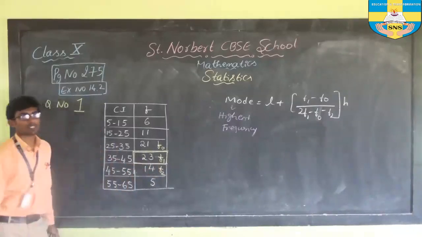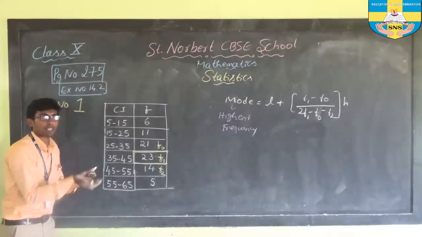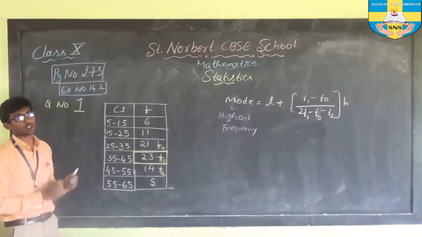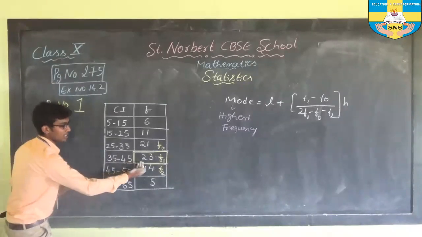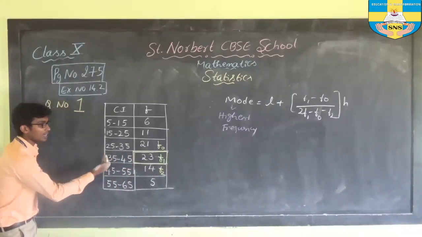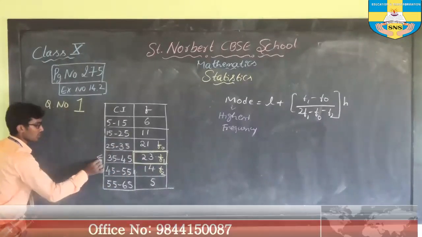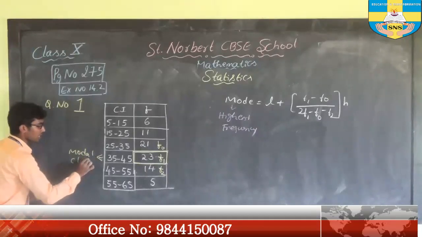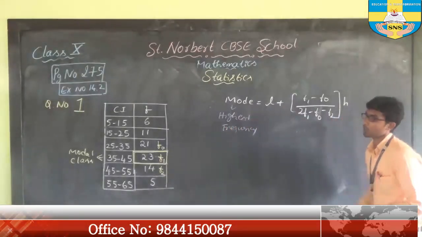F1 will be the frequency of the modal class. F0 is the frequency preceding the modal class. F2 is the frequency succeeding the modal class. Then which is the modal class? The modal class is nothing but the class interval related to the highest frequency. So this is the modal class. If you guess the modal class correctly, then almost 90% of your answer is over.